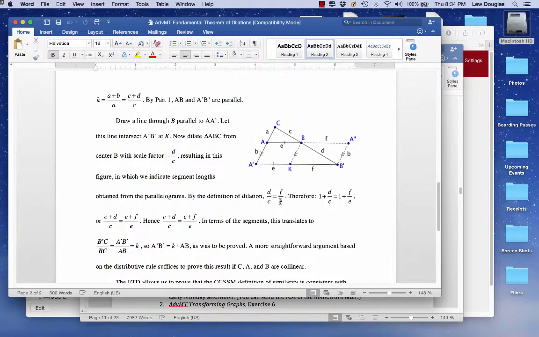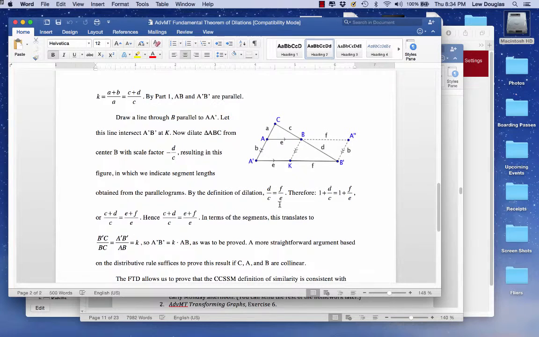Okay. So in terms of segments, this translates to C plus D is segment B prime C, which is C plus D, B prime C, this side of the triangle, over BC, which is C, is equal to E plus F is A prime B prime. A prime B prime is E plus F, divided by E, and one representation of E is AB. Okay?